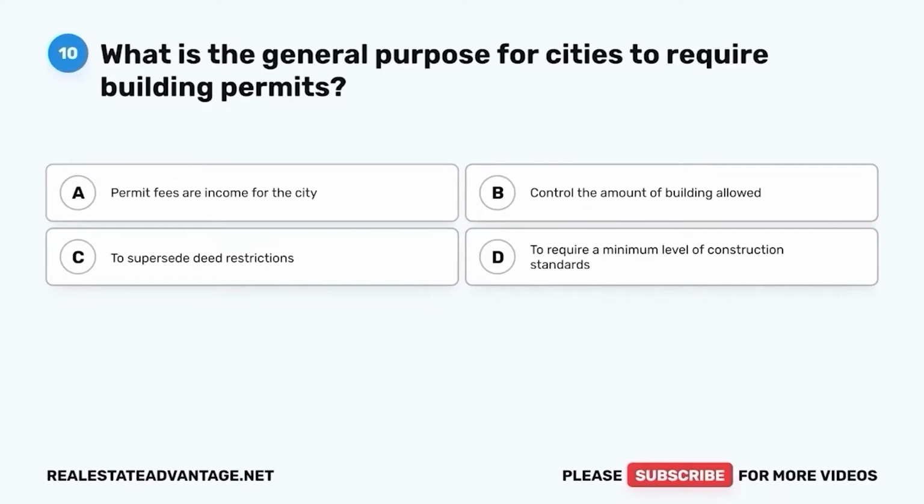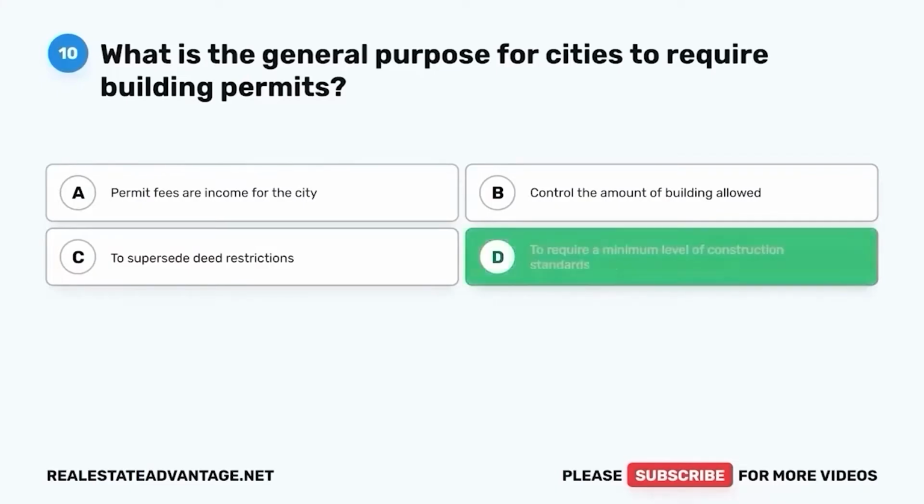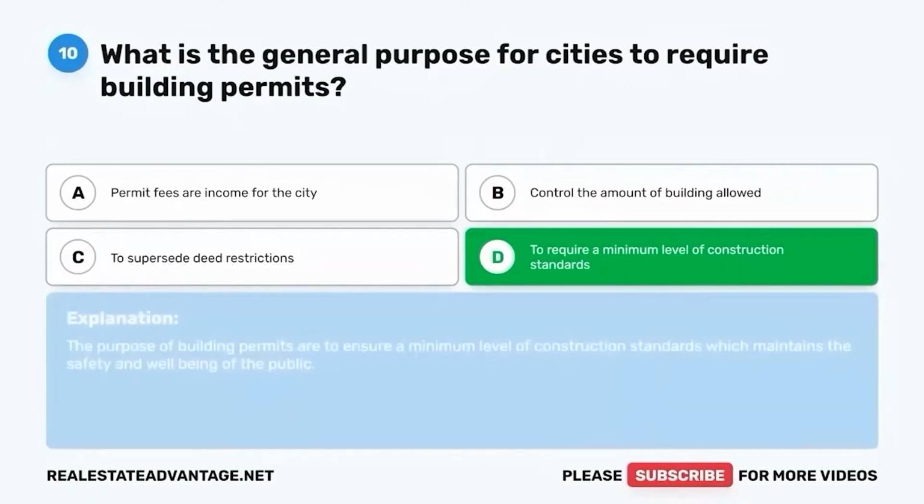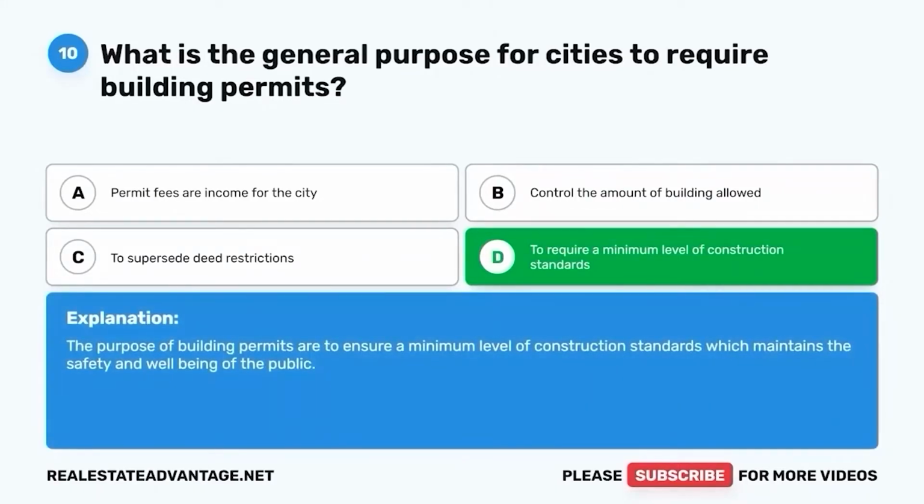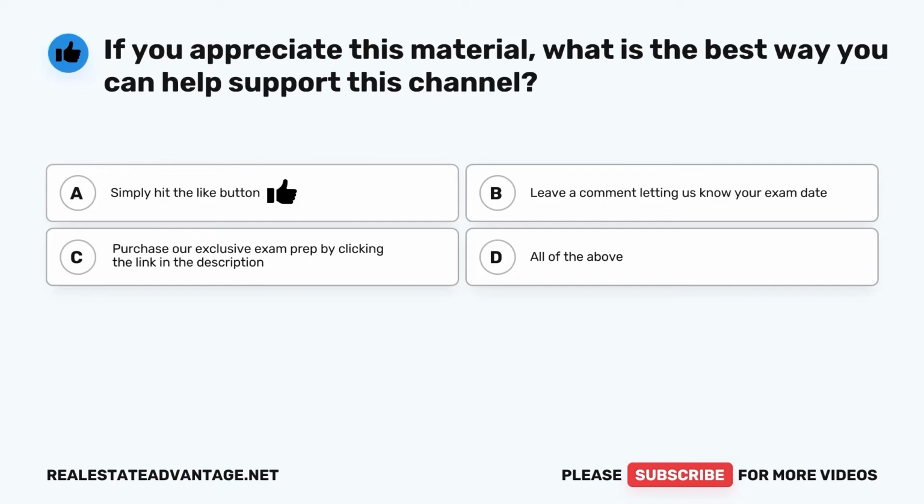A. Permit fees are income for the city. B. Control the amount of building allowed. C. To supersede deed restrictions. D. To require a minimum level of construction standards. The correct answer is D. To require a minimum level of construction standards. The purpose of building permits is to ensure a minimum level of construction standards which maintains the safety and well-being of the public.